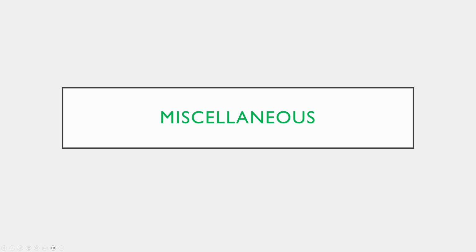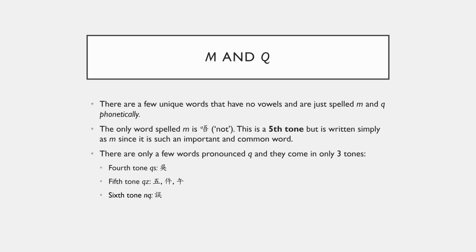In this last video, we're going to go over some miscellaneous rules and practice some phrases, words, and passages in Pingji. Okay, so our first miscellaneous rule has to do with two unique words. These are words that are pronounced with no vowels, and they're the words m and ng. So the word m, there's actually only one word in Cantonese that has that pronunciation, and that's because the only word pronounced m has the fifth tone.